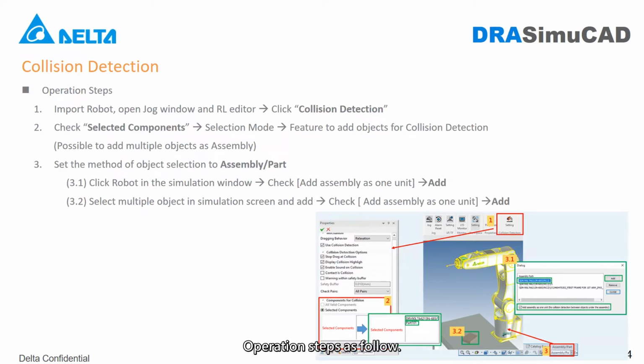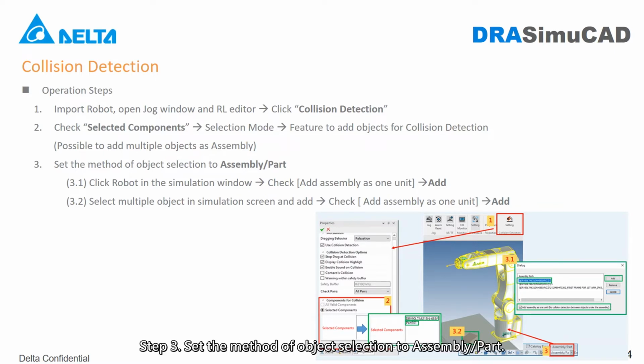Operation steps as follows. Step 1. Import robot, open jog window and RL editor. Then click the collision detection button. Step 2. Check the selected components selection mode feature to add objects for collision detection. It is possible to add multiple objects as an assembly.